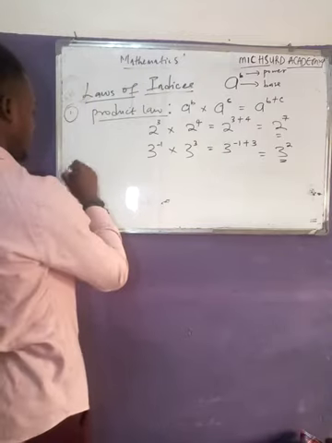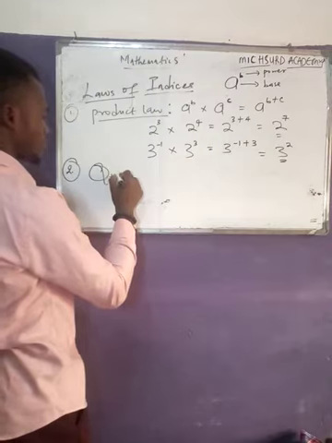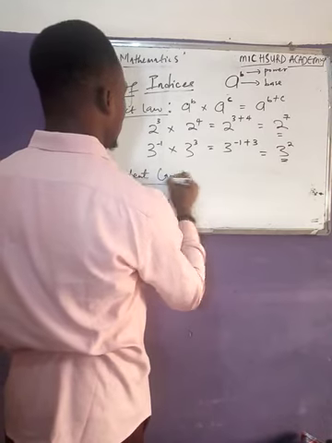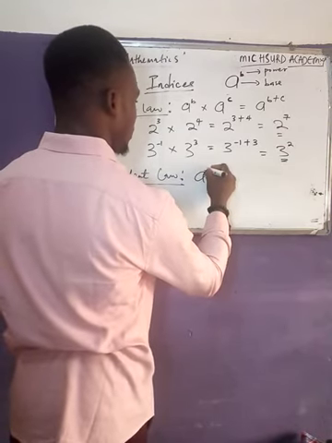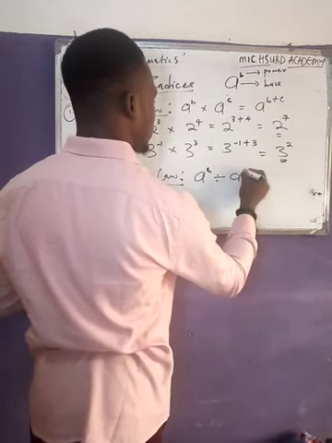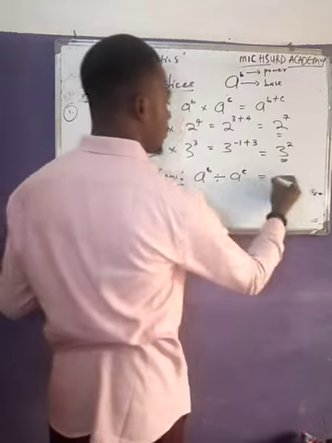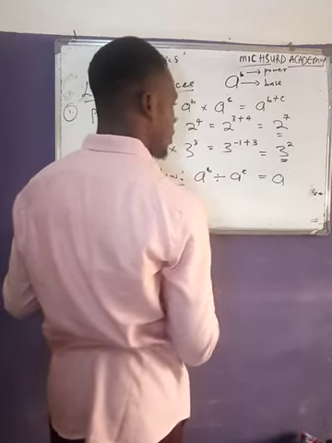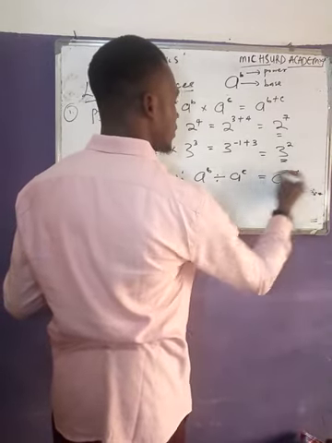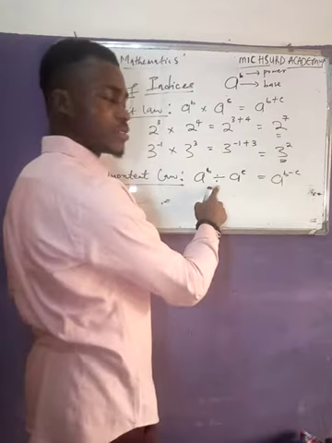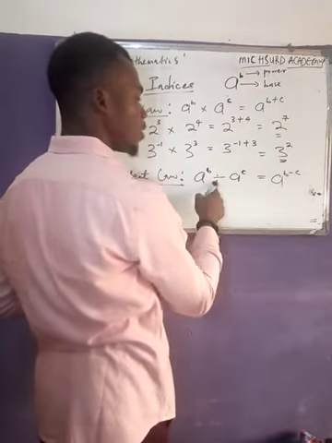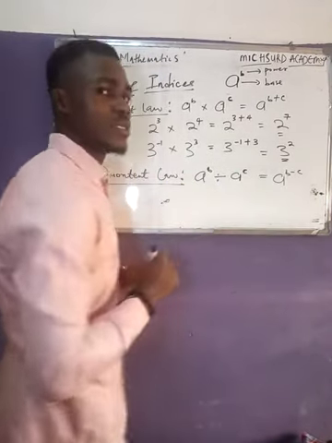Then the next we have is the quotient law. It says that if we have a base a with a power b, divided by a raised to power c, this will be equal to, since the bases are the same, we take the common base a, then because we are dividing, we subtract the powers. I hope you get that. The difference between this and this: here we were multiplying, we add up the powers. Here, because we are dividing, we subtract the powers.